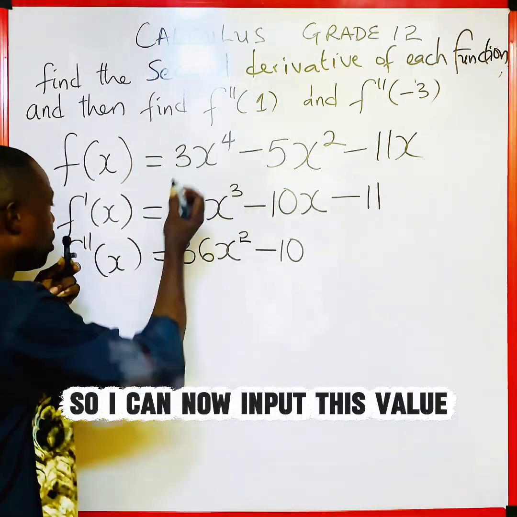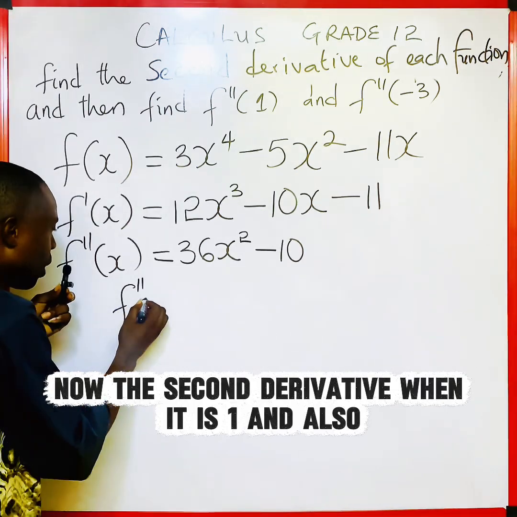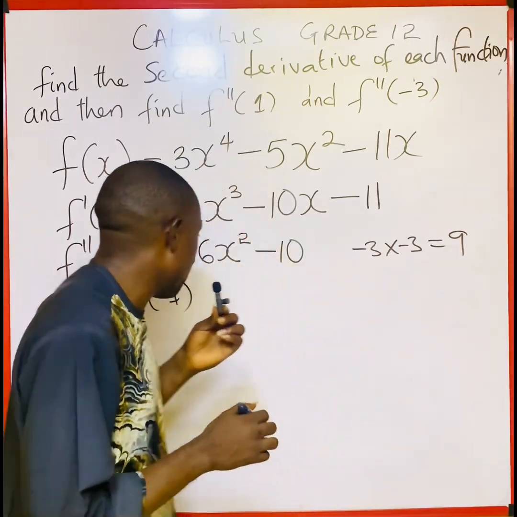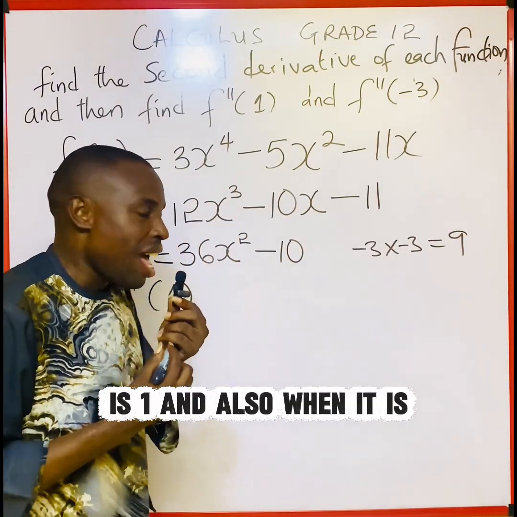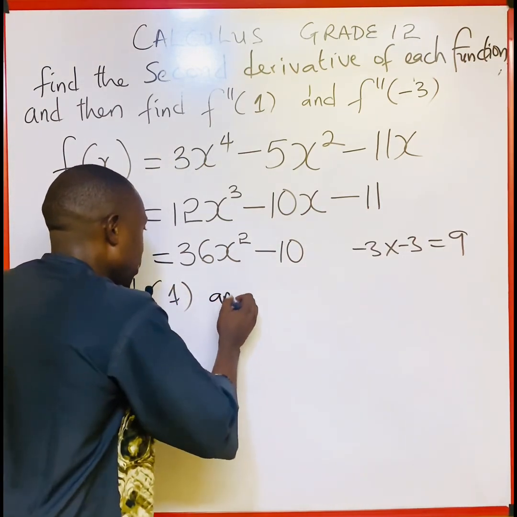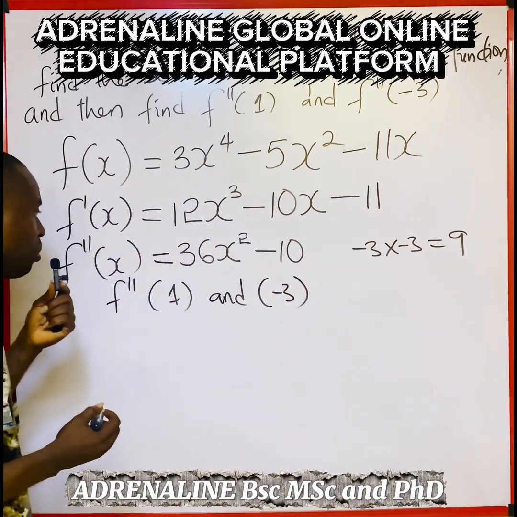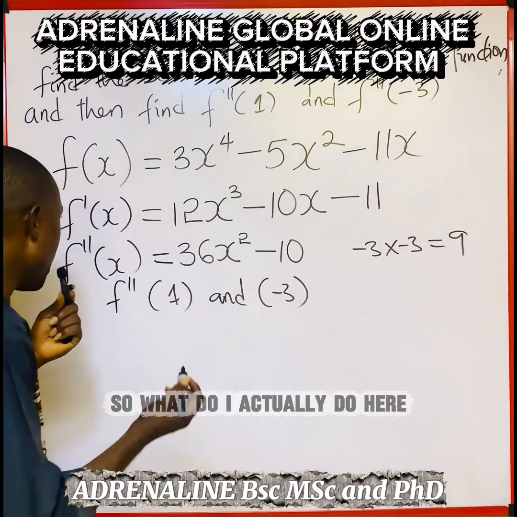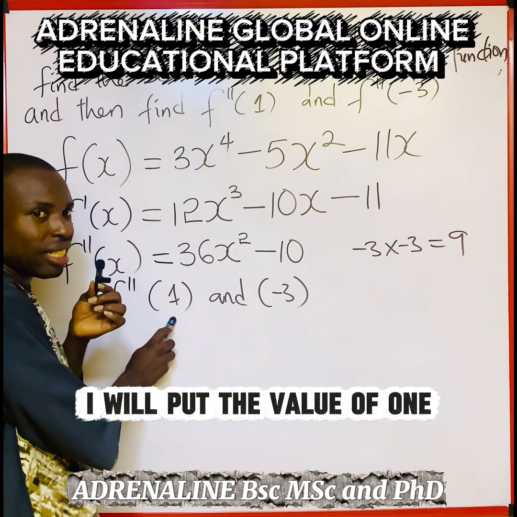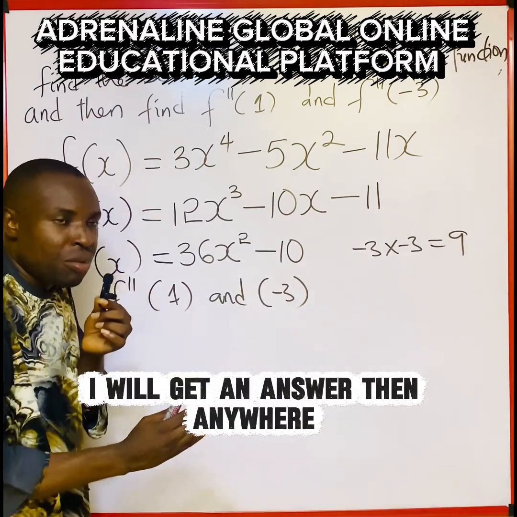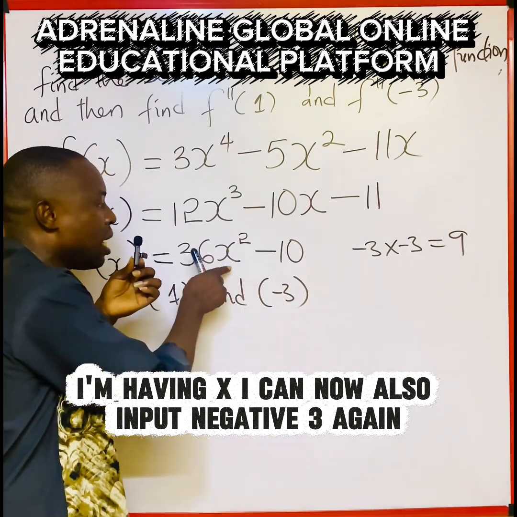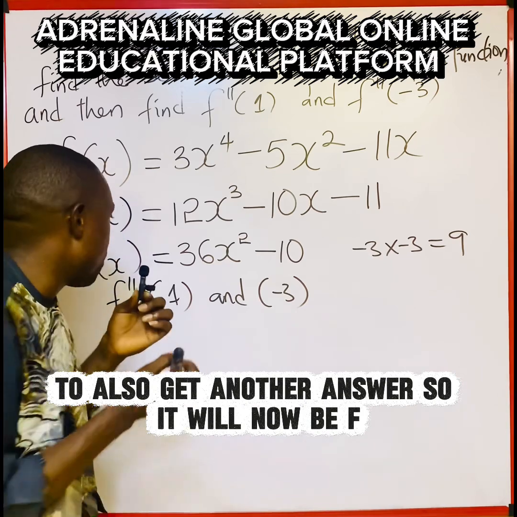So let's go. Now that I have gotten this, what do I now do? I can now input this value: the second derivative when x is 1, and also when x is negative 3. So what do I actually do here? I come here, anywhere I am having x, I will put the value of 1 and I will get an answer. Then anywhere I'm having x, I will also input negative 3 to get another answer.